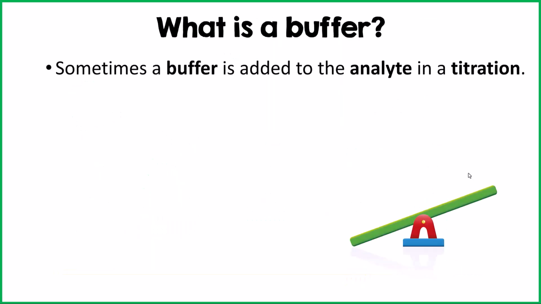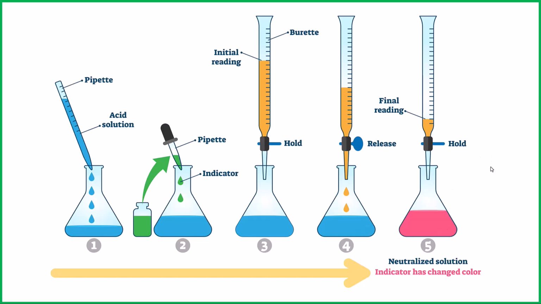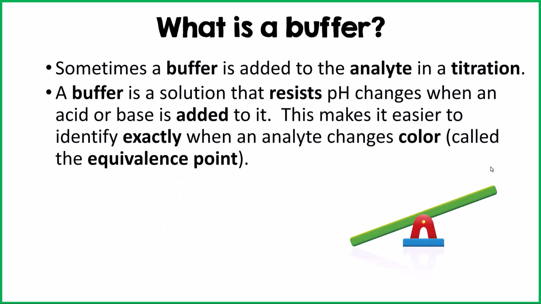What is a buffer? Sometimes a buffer is added to the analyte in a titration. Analyte, remember, is this bottom solution here. A buffer is a solution that resists pH change when an acid or base is added to it. This makes it easier to identify exactly when an analyte changes color. So we're adding the pH indicator as well as a buffer to really make sure that we know exactly when that solution is able to change color, and therefore when it's at its equivalence point.